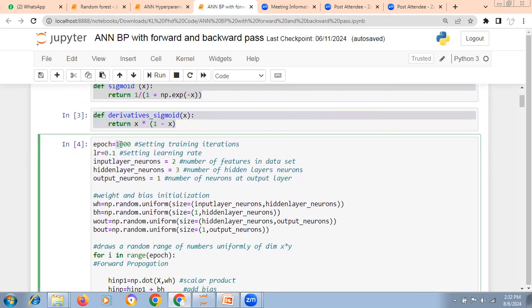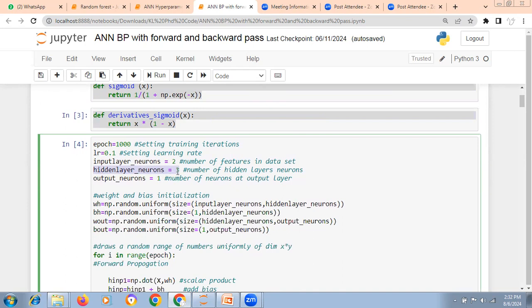Now the epochs I am taking is 1000. My learning rate is 0.1. The number of neurons in my input layer is 2. The number of neurons in my hidden layer is 3. And the number of neurons in the output layer is 1. Now this one is fixed. This you can't change when you are implementing this XOR gate. But you can change the number of neurons that you want for the hidden layer. The input 2 and output 1 will not be changed, but the number of neurons for the hidden layer can be changed.